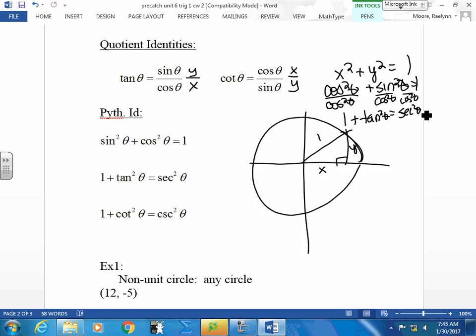Easy, isn't it? Now, the last one, divide everybody by sine squared. You only have 2 things you can divide by. You can't divide by 1. It's the same thing. You get the same exact thing. So you either can divide by a cosine squared or a sine squared.